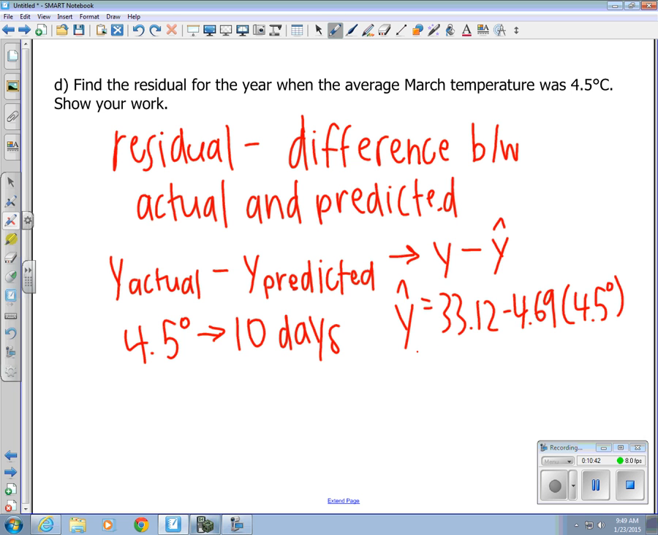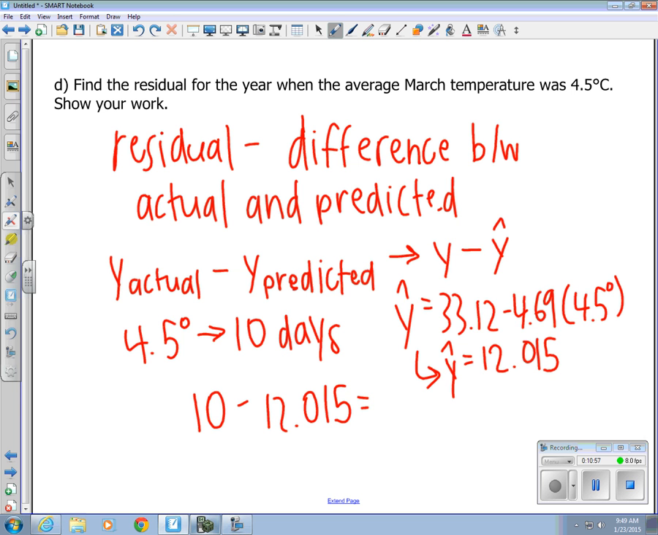So the y predicted is 12.015. Then to find the residual, you just do the actual, which is 10, minus the predicted 12.015, which gives you a residual of negative 2.015.